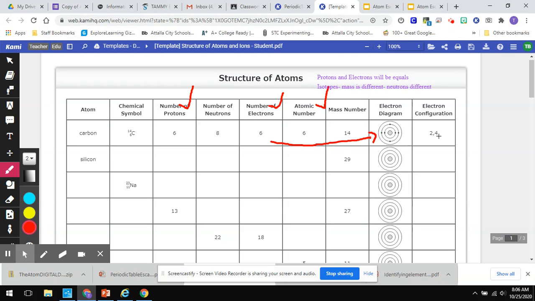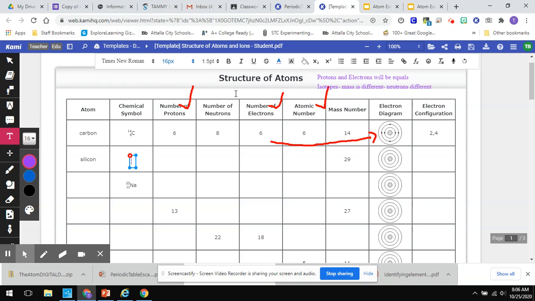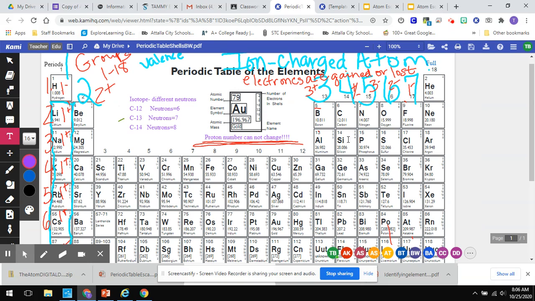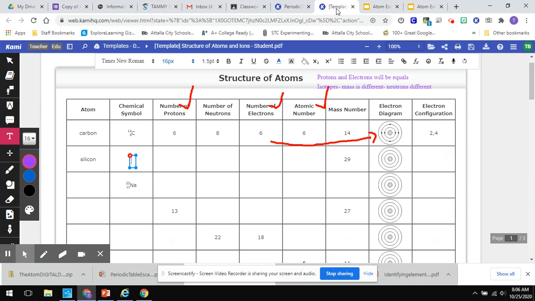If it's full, you know it's 8, but this one we had 2, then 4. So what I'm going to do now is go ahead and do this first one with you guys. The first thing we would want is the silicon symbol. If I go to the periodic table, silicon's located right here, and it has a symbol of Si, and its atomic number is 14. So I'm going to go back over here, and I'm going to put in Si.